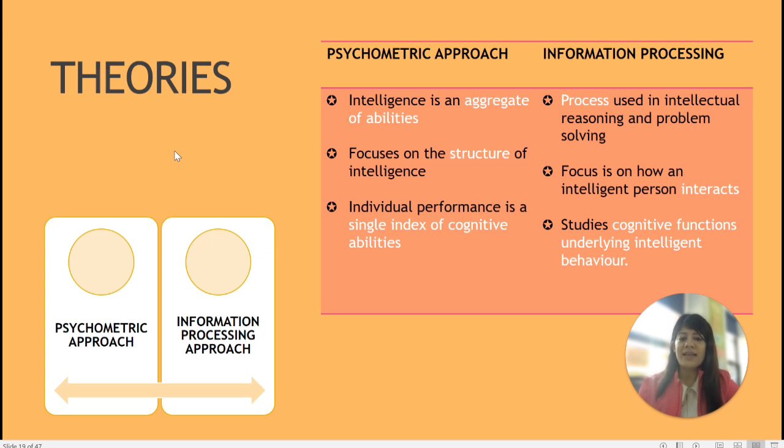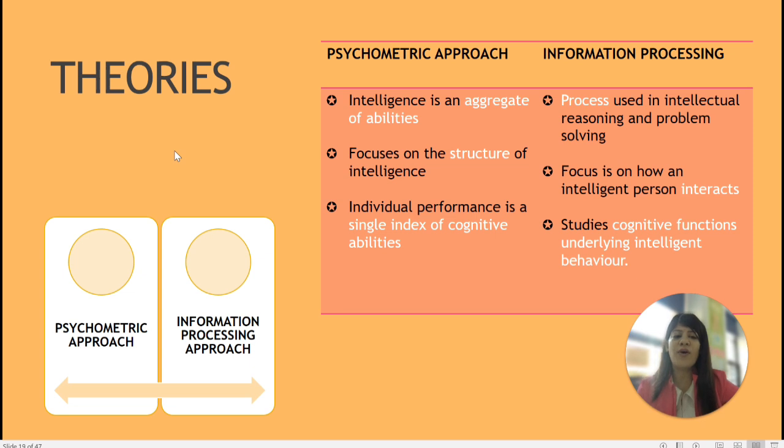Lastly, psychometric theorists said that individual performance was a single index of your cognitive abilities. That means that anything to do with cognition, guys, is to do with your mind. Right? It is to do with the mental framework. It is to do with your mental processes. So how is it that cognitively you own the ability to deal with whatever it is that you need to deal with? So they measured your intelligence based upon that ability of yours, which was very cognitive in its nature.